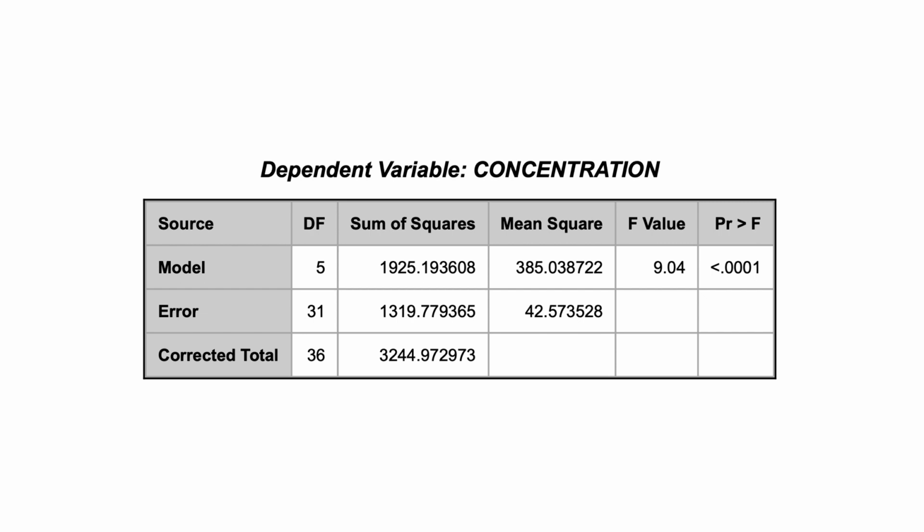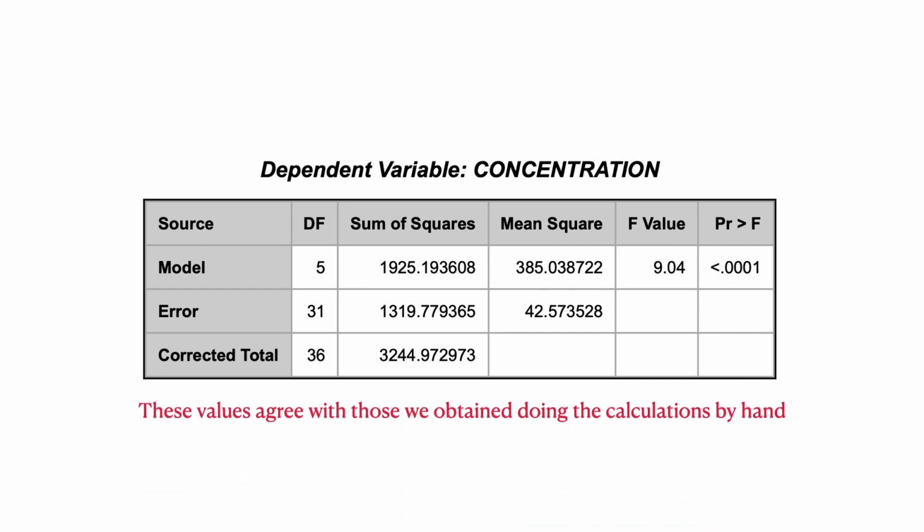And so here is the analysis of variance performed by PROC GLM. And you can see here that we have 5 model or 5 treatment degrees of freedom. We have 36 total degrees of freedom, and we have 31 error degrees of freedom. If you compare the various sums of squares, the mean squares, and the F statistic to those we calculated by hand, you'll see that these values agree with those values.